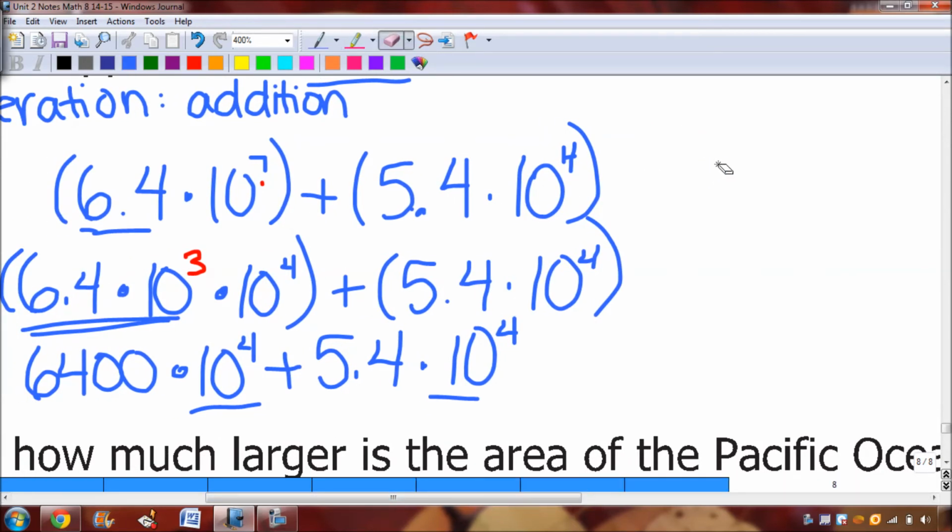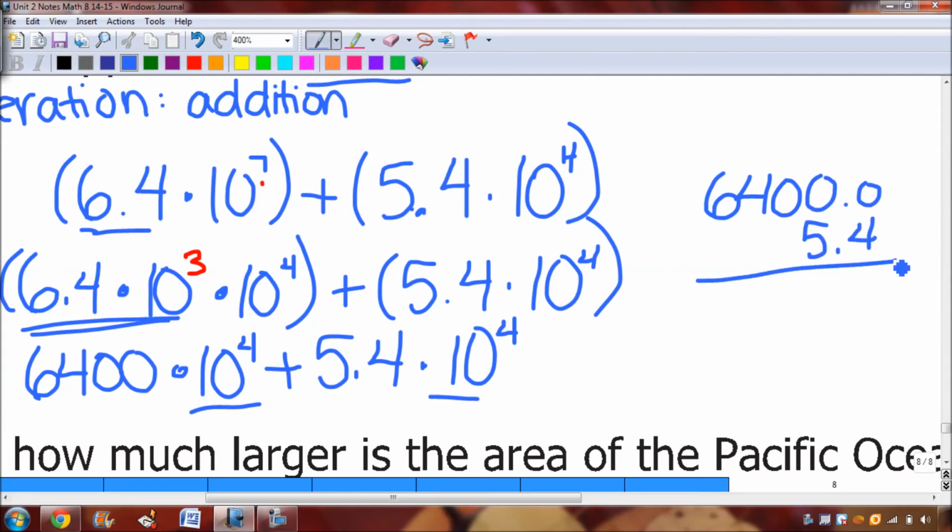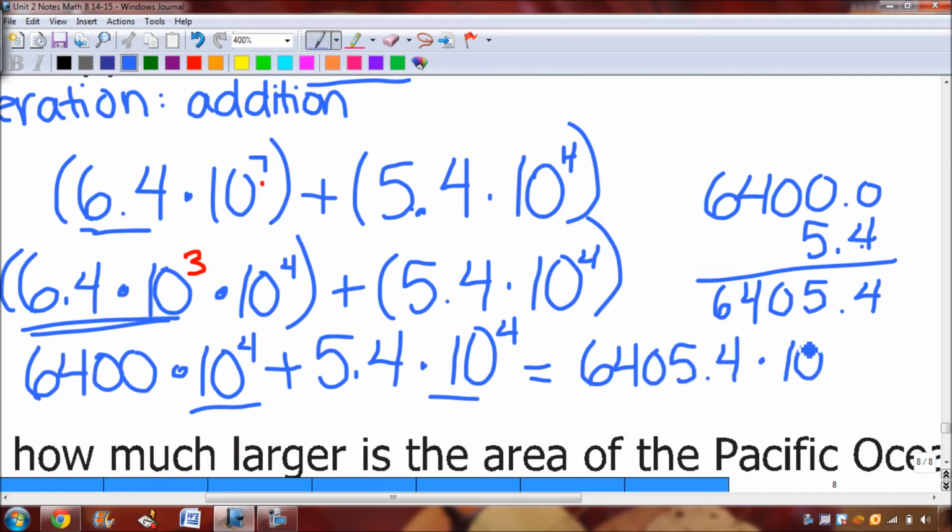Okay, so I'm going to write this out. 6,400 plus, not 54, I meant to say 5.4, sorry. So I have 5.4 here. You need to line up your decimals. Well, 0 plus 4 is 4. Put your decimal place here. 0 plus 5 is 5. 0 plus nothing is 0. Carry the 4 down, carry the 6 down. So you end up getting 6,405.4 times 10 to the 4th power.